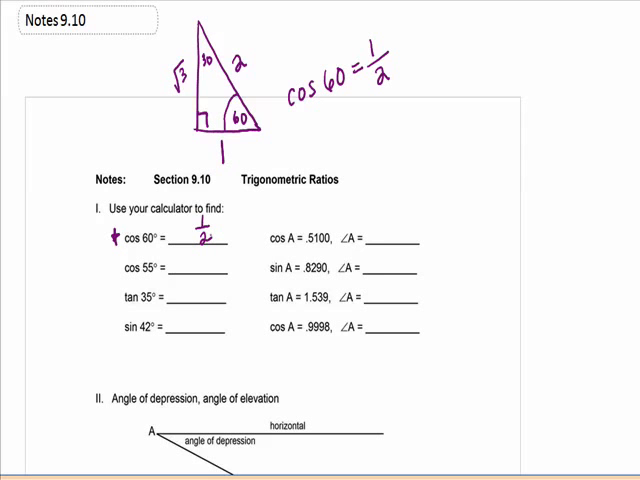All right, well, what happens though when we get to cosine 55? Do we know any triangle ratios that involve a 55-degree angle? Not yet. Not yet. So exactly, let's go ahead and use our calculator to approximate these ratios. Cosine of 55.